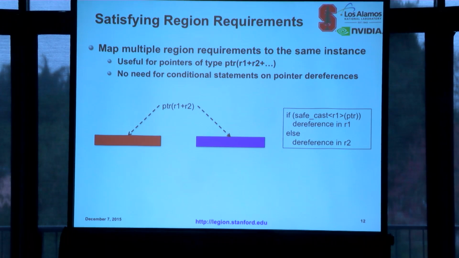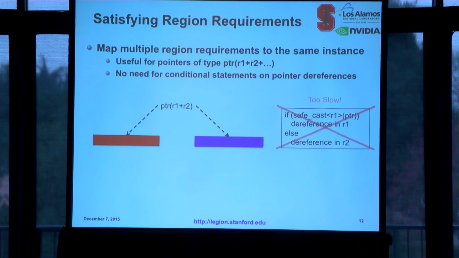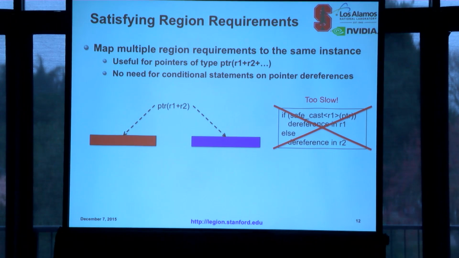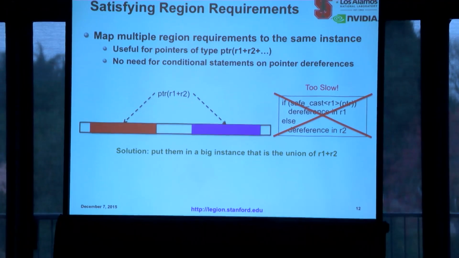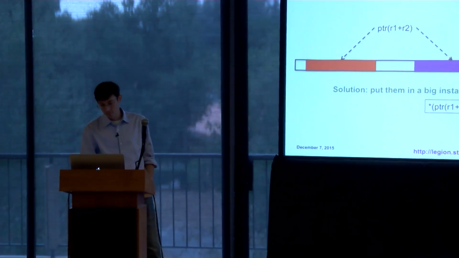It effectively says, I don't know which region my pointer is pointing into, so do a little safe cast to test. If it's in R1, we can dereference it out of the first region, and if not, we can dereference it in the second region. This is pretty slow, because now you're doing these checks on all the different pointer dereferences. So what we're going to do is allow the new mapping interface to say, put both of these regions in a big common instance that contains the data for both regions. And now we don't have to do all those safe casts. We do a dereference into this one big instance instead of dereferencing separately into the two separate regions. So we get our standard pointer dereference.